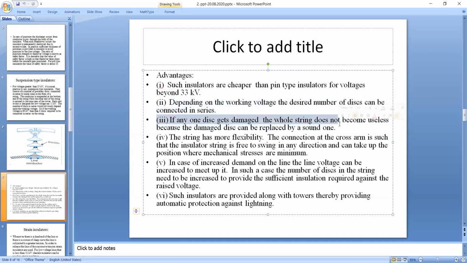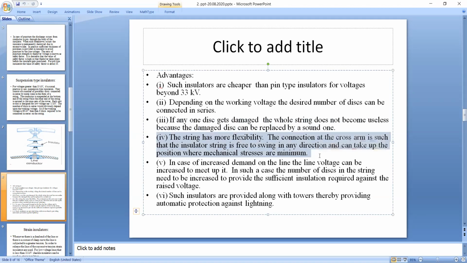Then third advantage is this one. If any one disc gets damaged, the whole string does not become useless, because the damaged disc can be replaced by a sound one. So if you have 6 discs in a string and any one disc gets damaged, then the other 5 discs will continue to operate, and that damaged disc can be replaced by a sound one. So the entire string does not become useless.